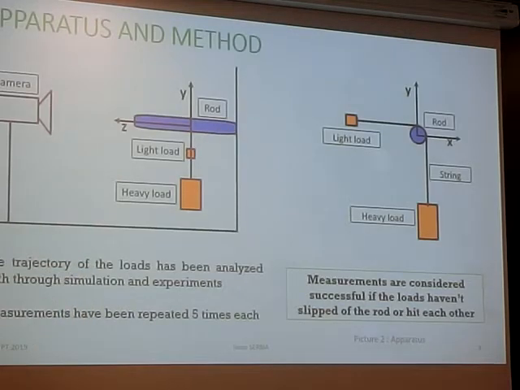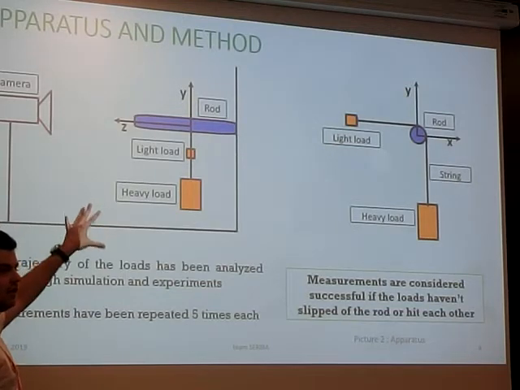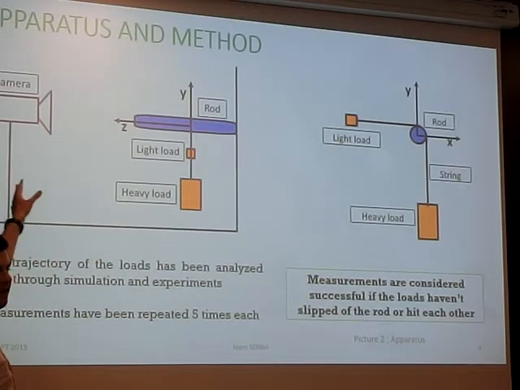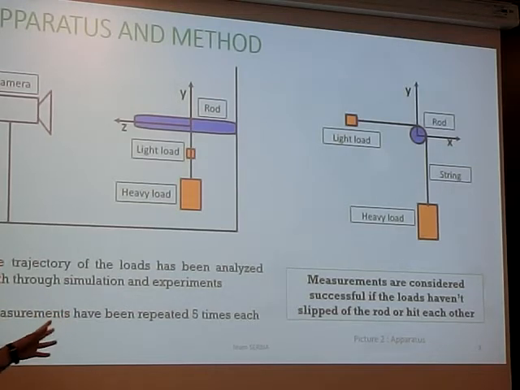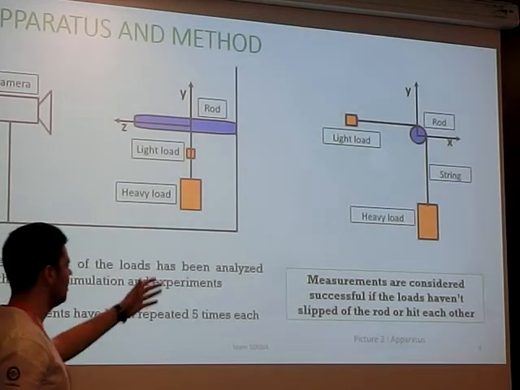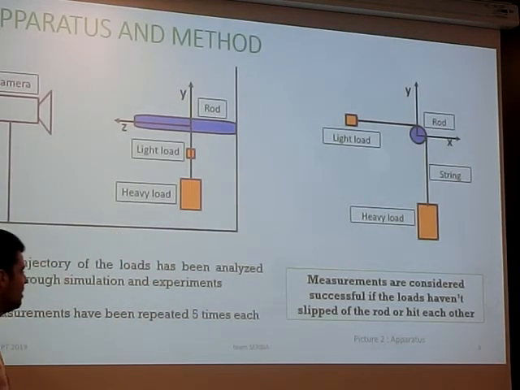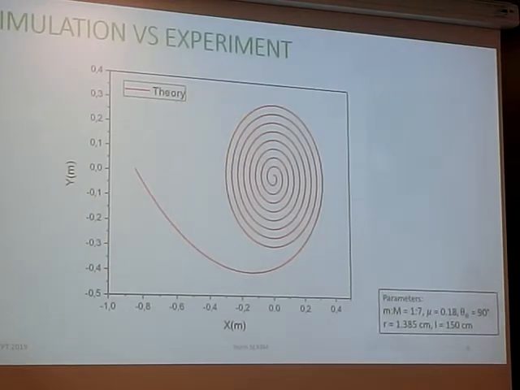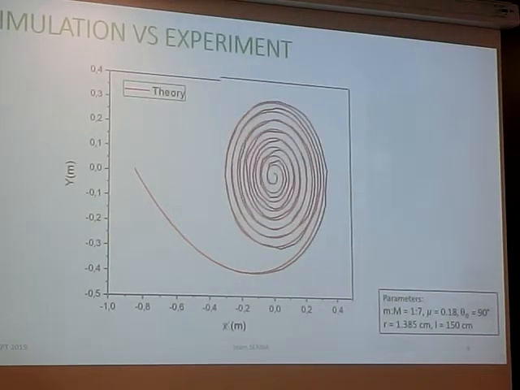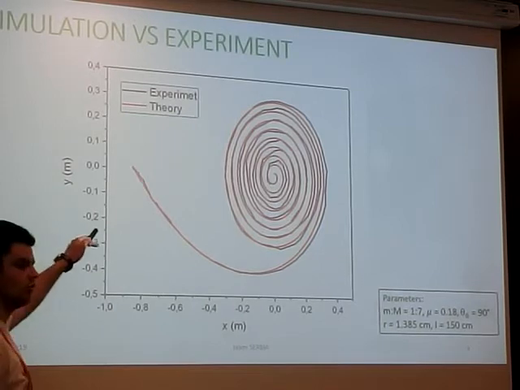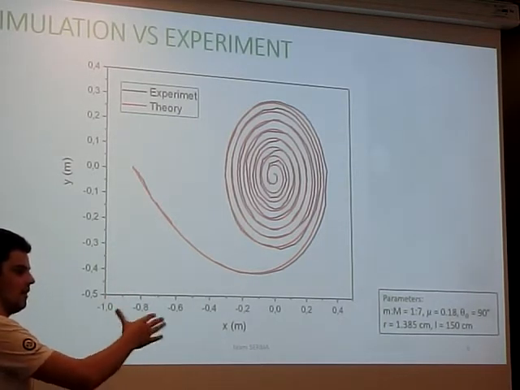So we use an easy apparatus: lighter load, heavier load, rod, and camera. The camera was put directly in the axis of the rod. Every measurement was repeated 5 times, and we recorded this phenomenon and analyzed trajectories. It's important to note what a successful measurement is. A measurement is considered successful if the loads haven't hit each other and the rope does not slip off the rod. Now, when we look at our simulation and put our experimental results over it, we can see that we have really good matching between theoretical and experimental results.